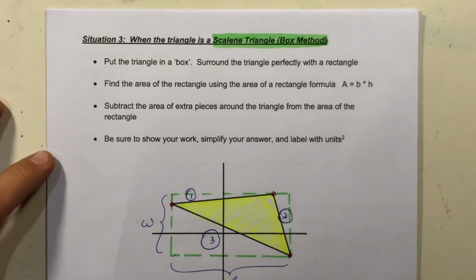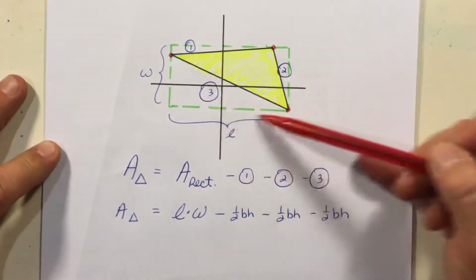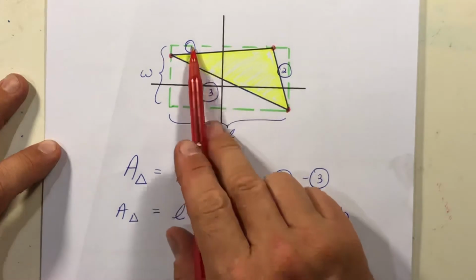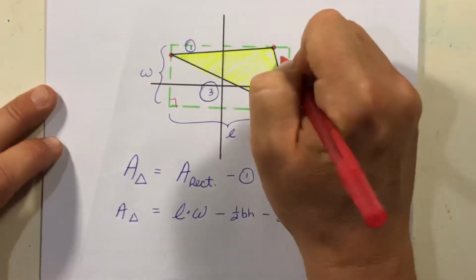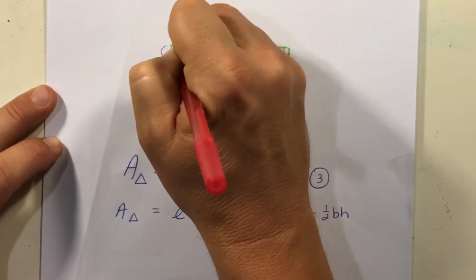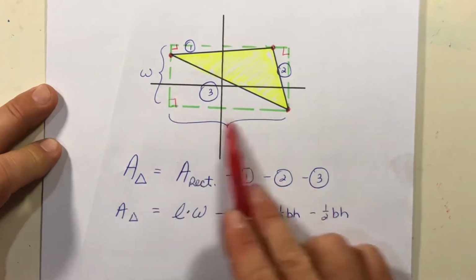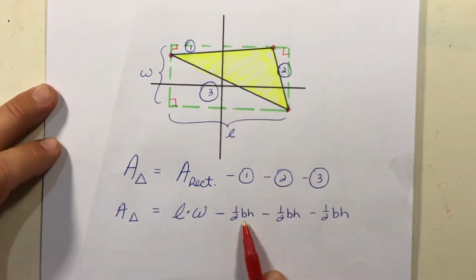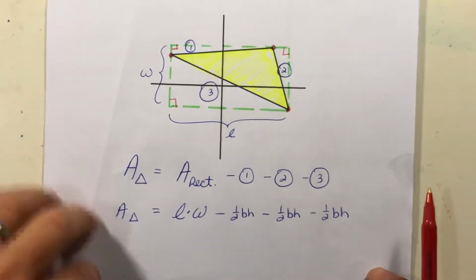Down the bottom here, and also this document will be posted, we're going to have length times width, which gives us the area of the rectangle. Then we're going to subtract each of the three pieces. It's also important to note that each of these pieces will be right triangles. So we have the area of the whole rectangle minus the area of triangle number 1. I just put 1/2 BH minus 1/2 BH minus 1/2 BH. Let's give it a shot.